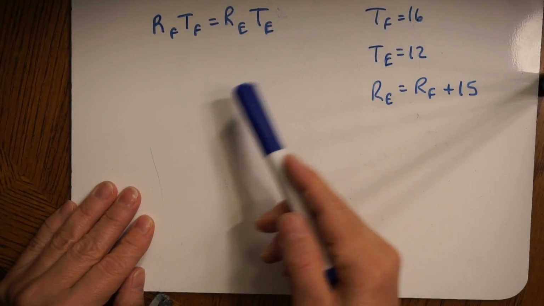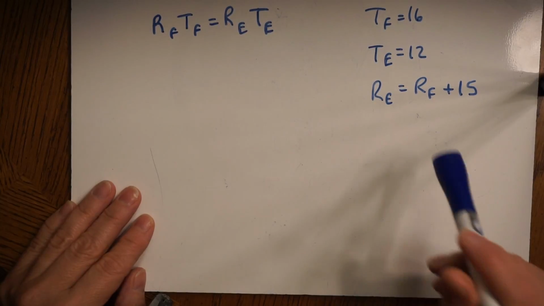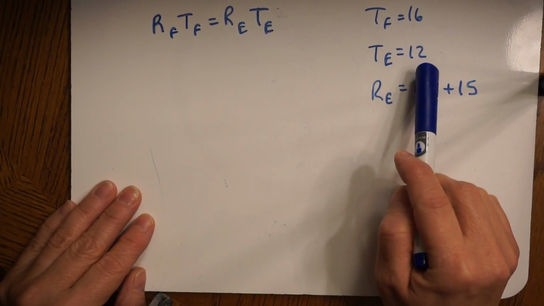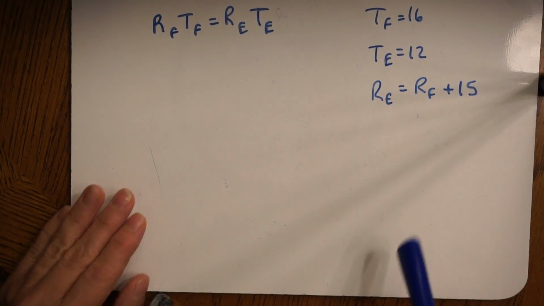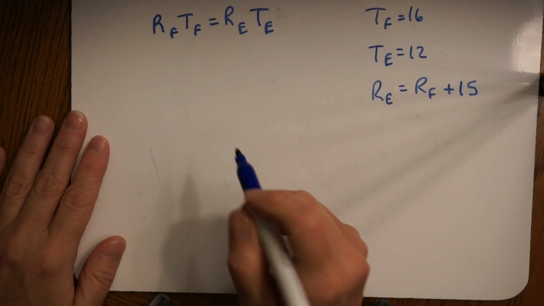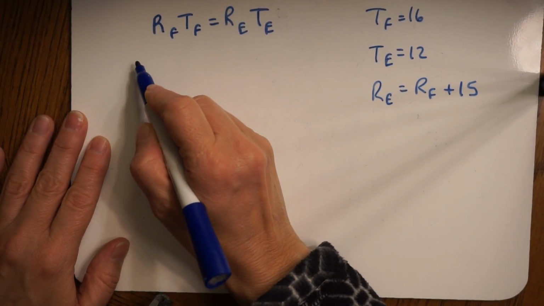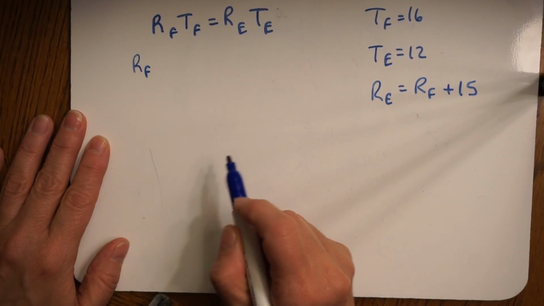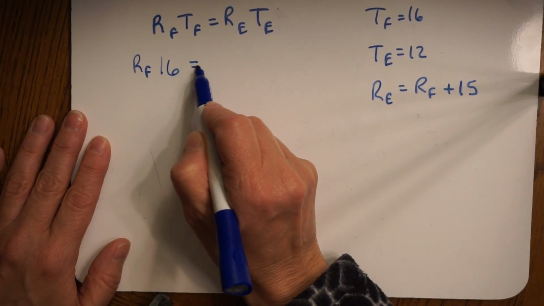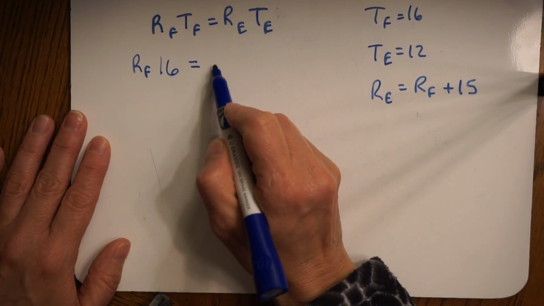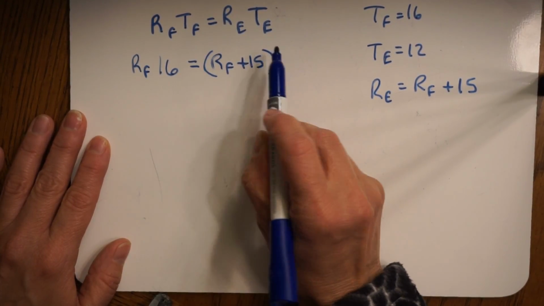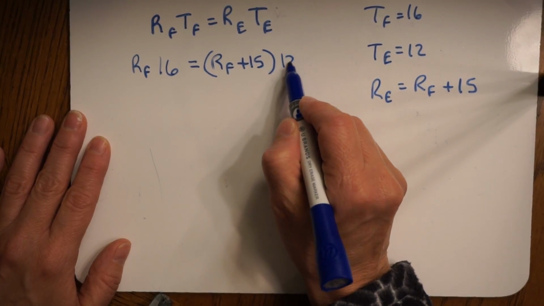And then you've done substitution before, where t sub f is equal to 16, t sub e is equal to 12, r sub e is equal to r sub f plus 15. So you just substitute in and then solve. So let's see, r sub f is not equal to anything, so that'll stay like that. T sub f is 16, so we substitute that in. R sub e is this, and then that's being multiplied by t sub e, which is 12.